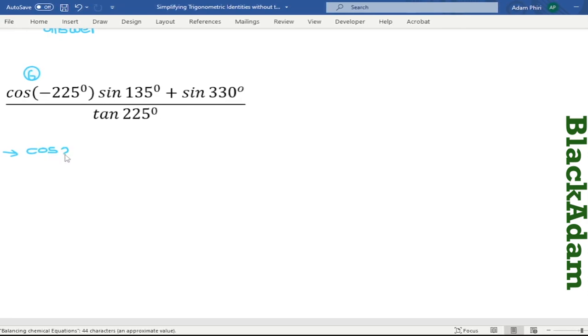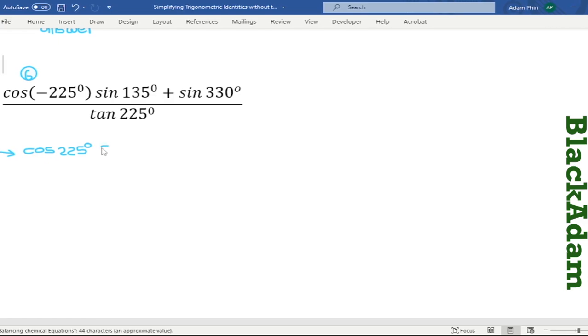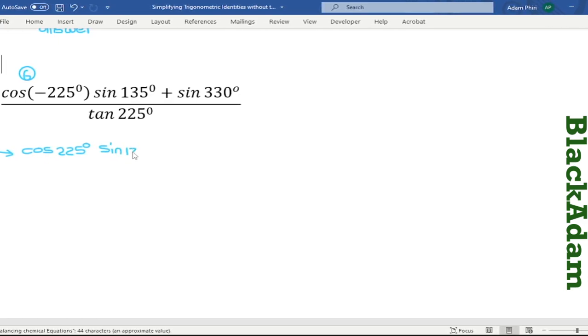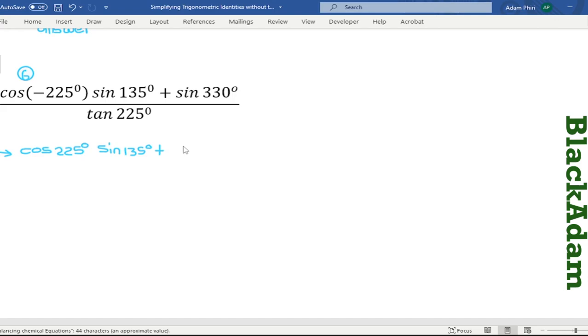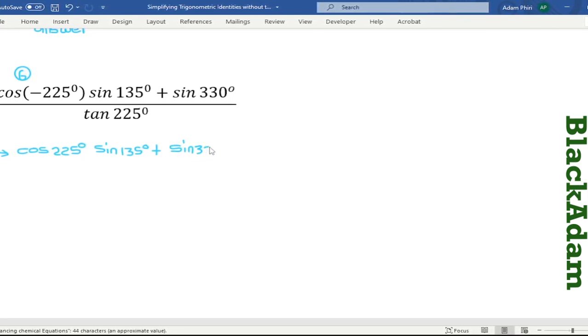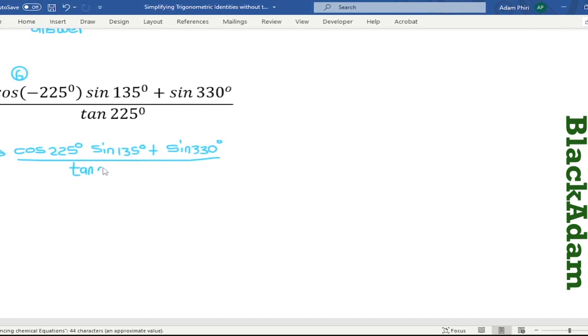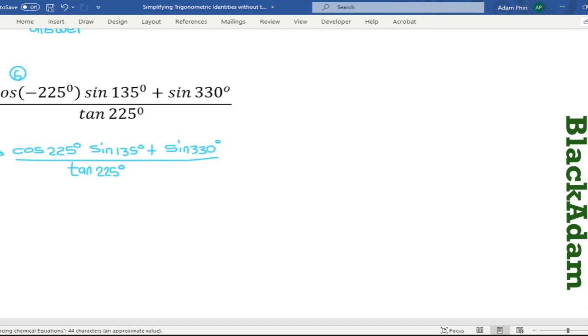So it's trigonometric functions once again. So cos negative 225 degrees. Cos is even, so it's going to be positive cos 225 degrees, plus sin 135 degrees, and then plus sin 330 degrees, over tan 225 degrees.